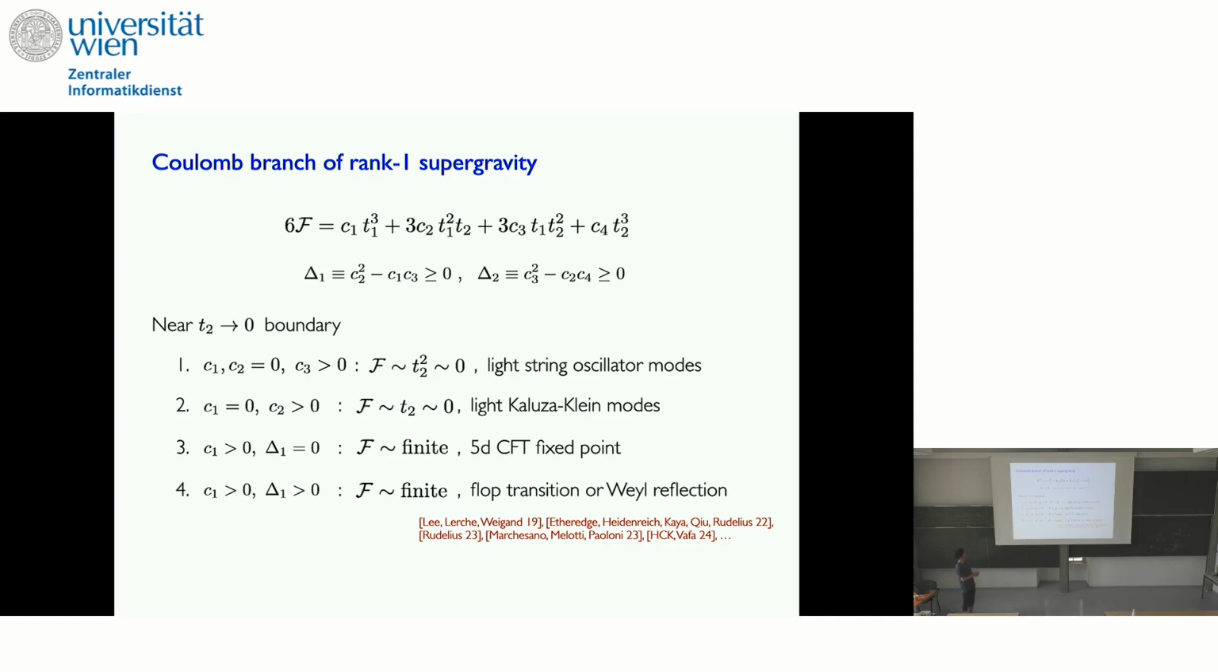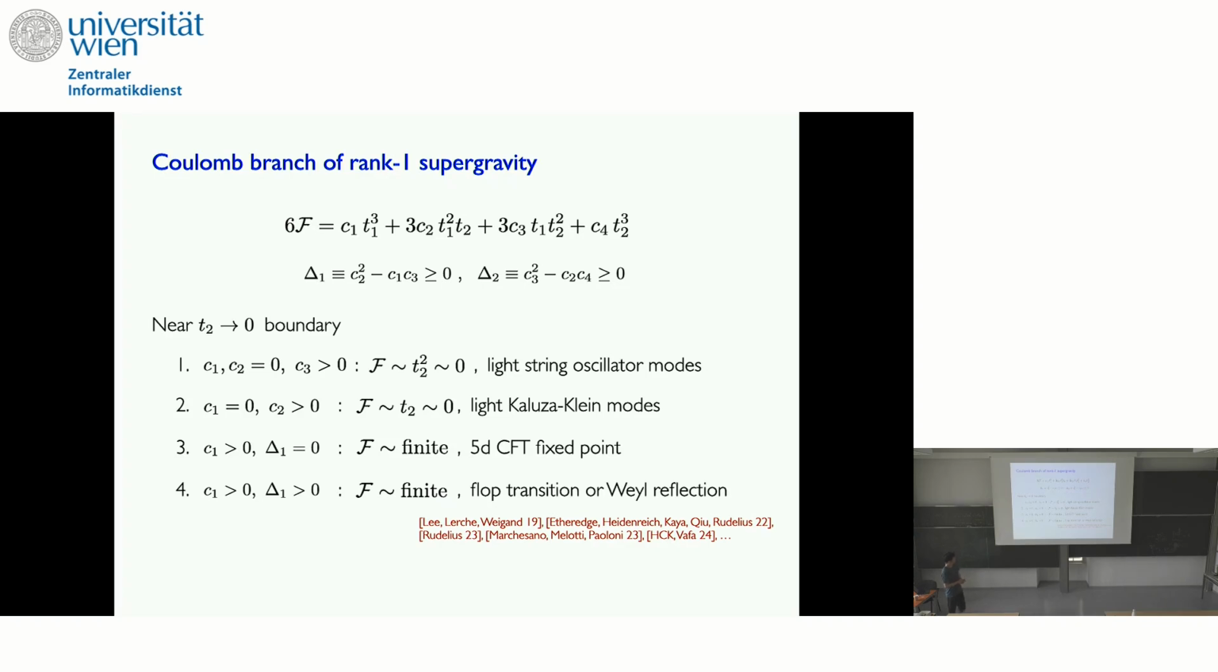And in the second case, if C1 vanishes but C2 is positive, then the prepotential vanishes linearly in T. And in this case, we have a light KK mode. So this corresponds to the decompactification limit back to 6 dimensions. Okay? And these 2 boundaries correspond to the infinite distance limit in the moduli space.